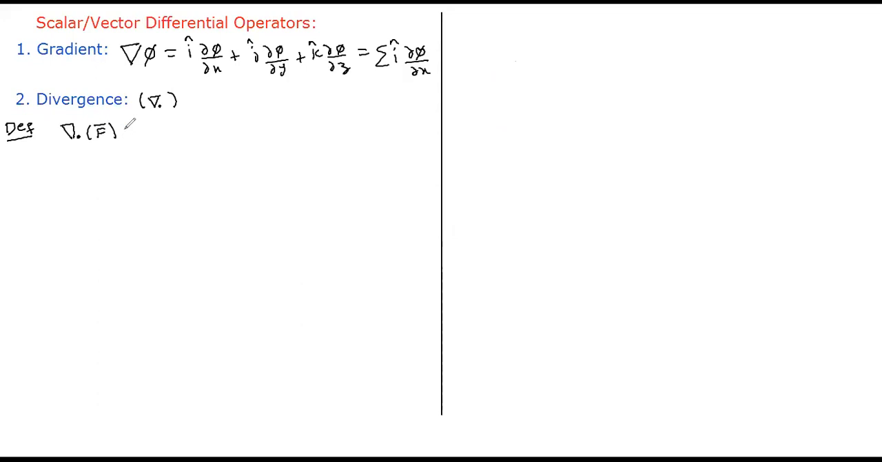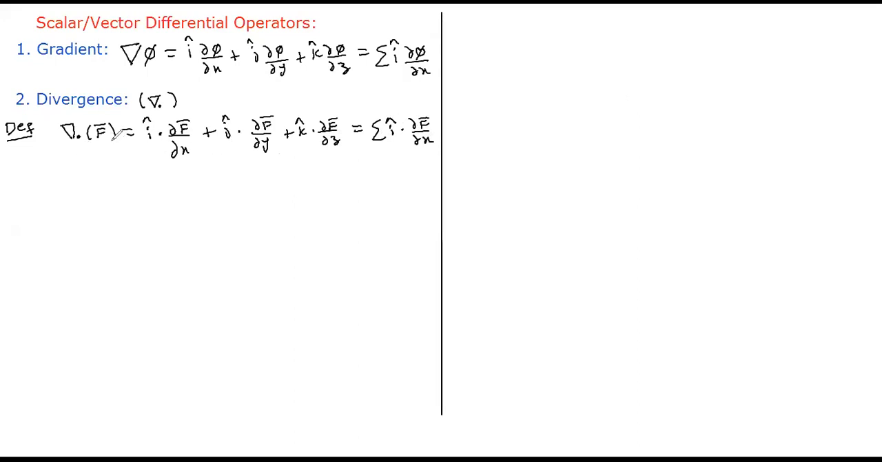Okay, so what is the definition of divergence? This is i dot dou f bar by dou x, plus j dot dou f bar by dou y plus k dot dou f bar by dou z. That is the definition of divergence. So in sigma notation, how do we write this? i bar dot dou f bar by dou x.